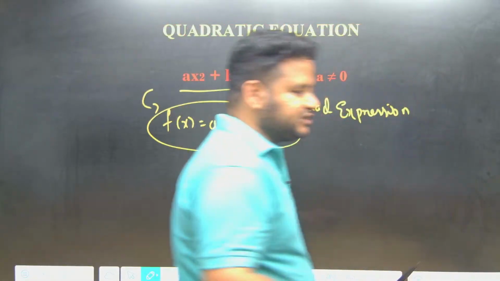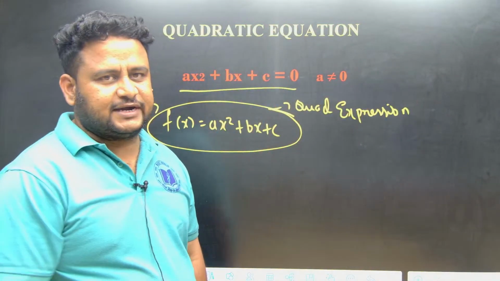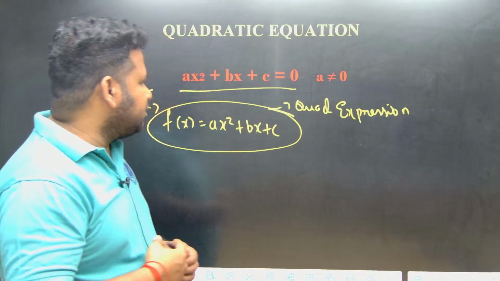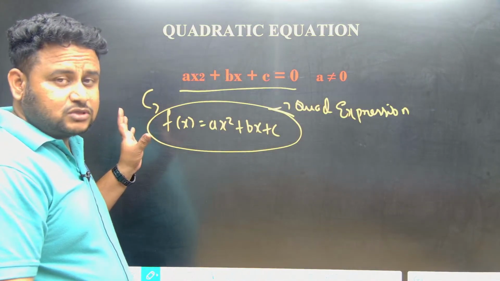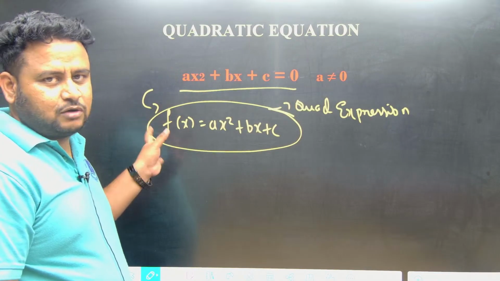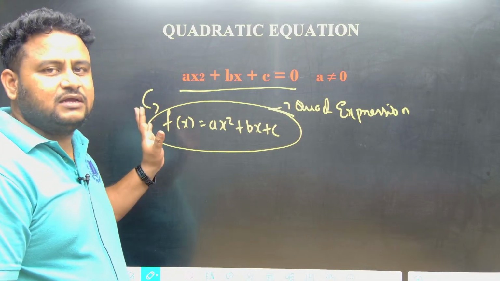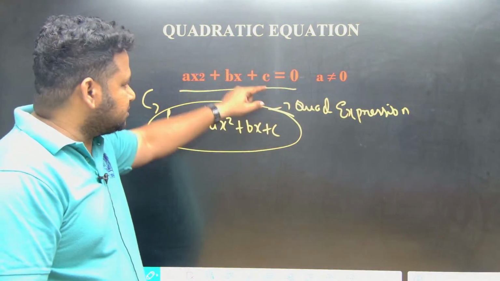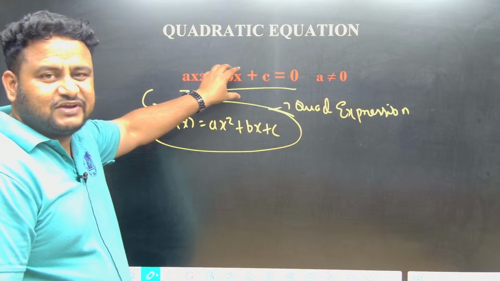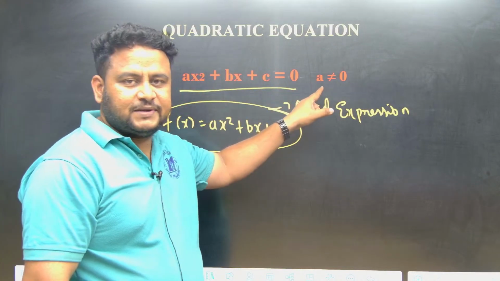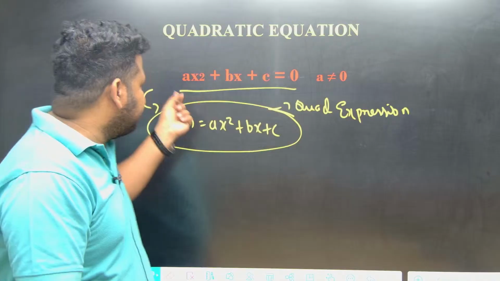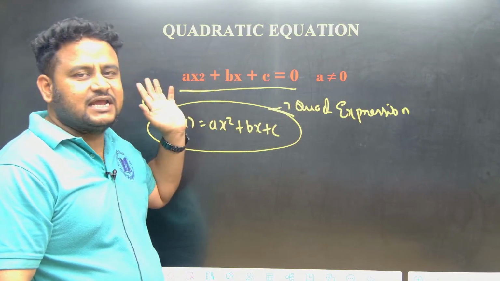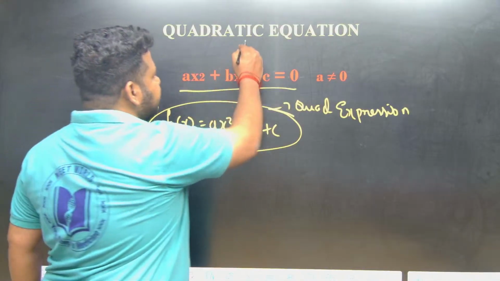Already in 10th standard you would have solved numerous questions on how to solve quadratic equations. But here you must know it very well. They are not going to ask how you solve, they will ask based on the nature of the quadratic equation. This is the quadratic expression, this is equal to 0, that is why it is an equation, and also a should not be equal to 0. Why? If a becomes 0, the x square term won't exist, and it becomes a linear equation.